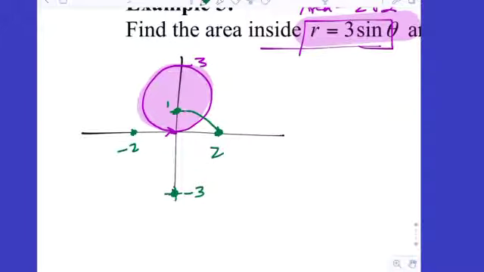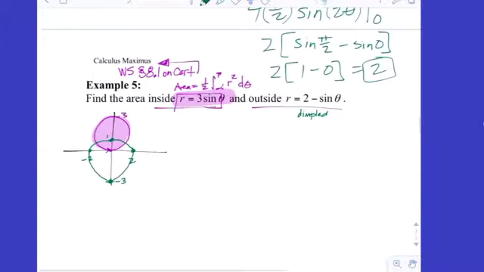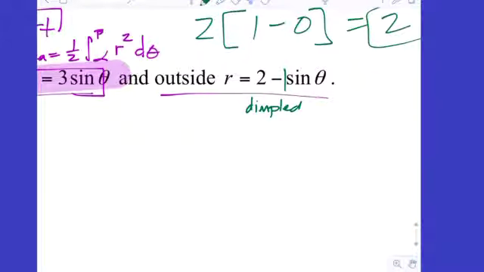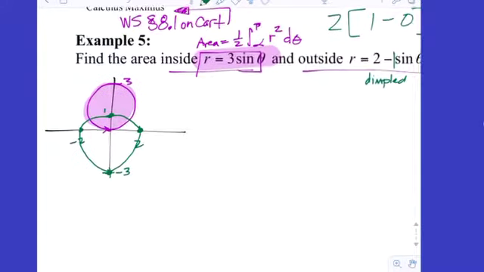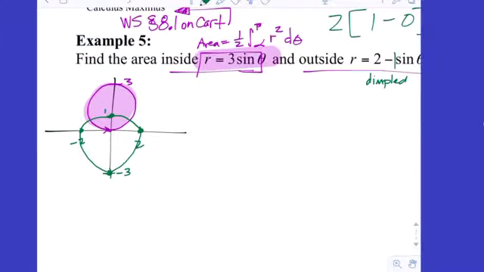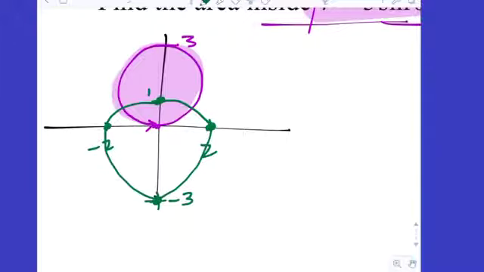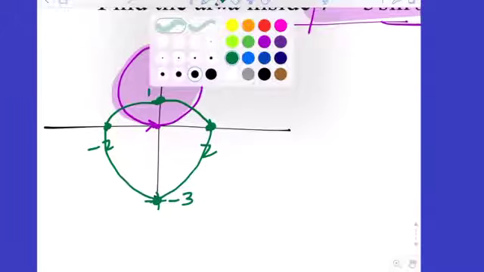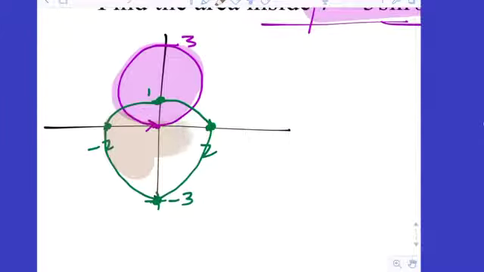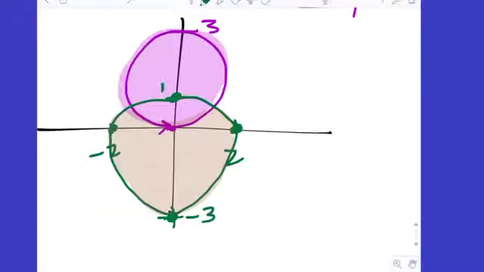So this is the one that looks something like this. It never reaches the pole. 2 plus 1 is 3, that's the maximum radius, and 2 minus 1 is 1, that's the minimum radius. So it needs to be outside that one. So you can kind of see the region, right? Let me go ahead and shade that one as brown. We're looking for this region right here. All right, so the part that's not purple. So here's where we have to have a plan of attack. And this is where drawing your radial lines is kind of important.